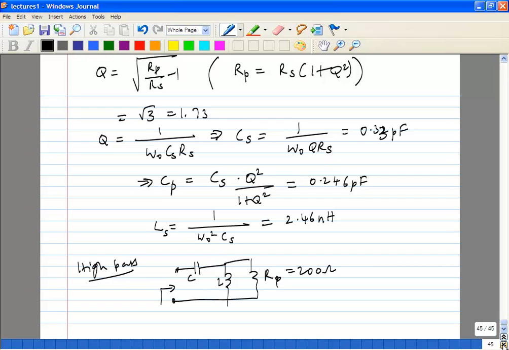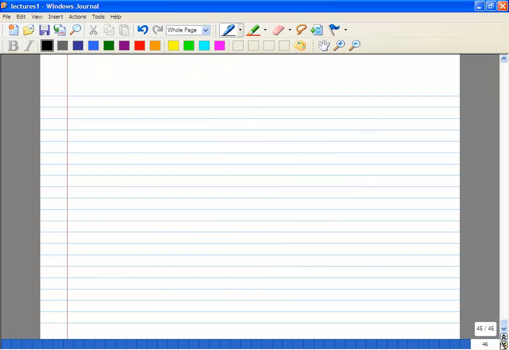But what do you notice about all of this? What is common to all of these networks? One very common thing is the obvious fact that the square root of RP over RS minus 1 is Q. What this means is that once the load impedance and the input impedance to which you are matching are both known, your Q is automatically fixed. That means the bandwidth of your match and so on are all fixed. But you don't want that.